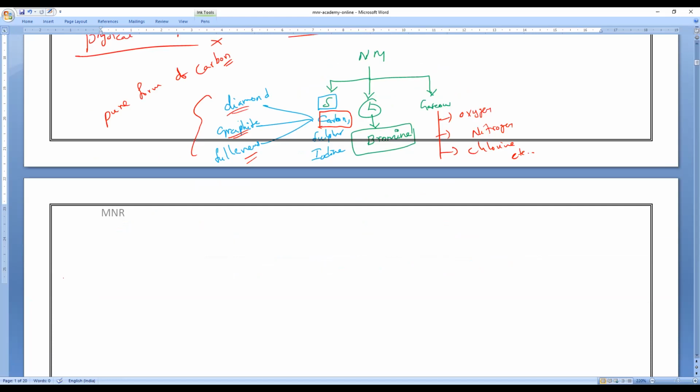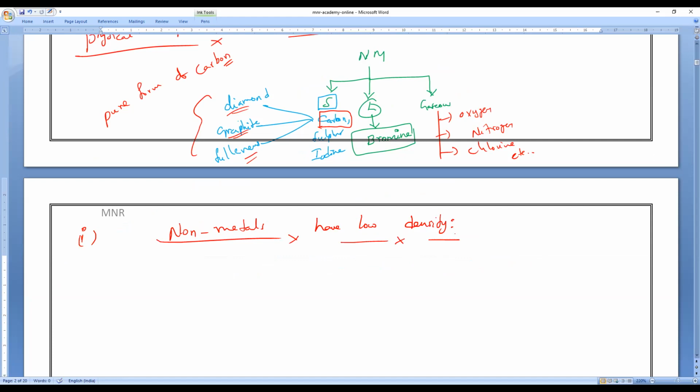The first and most important physical property of non-metals: do non-metals generally have low density or high density, guys? Anybody can tell? They have low density. Non-metals have low density because they are not closely packed. Not closely packed means they are loosely packed, so density is actually very, very less. So non-metals have very low density.